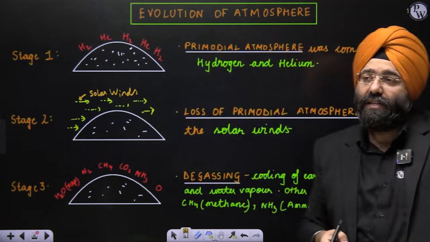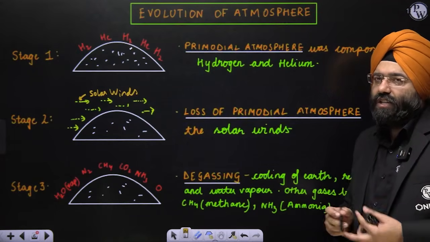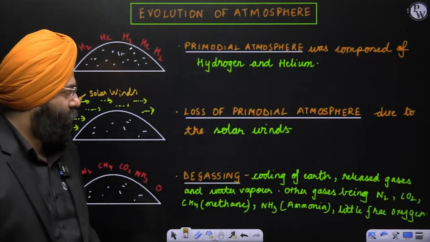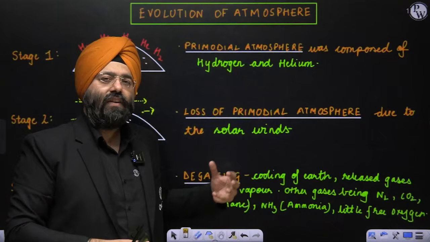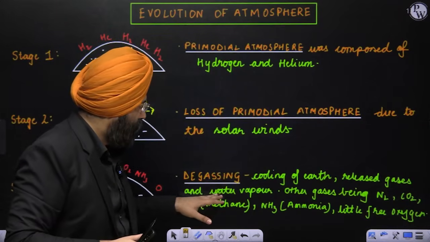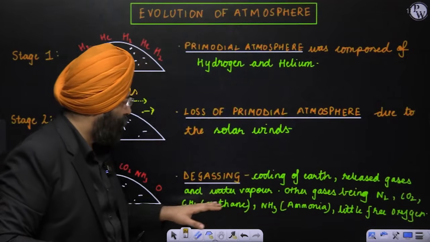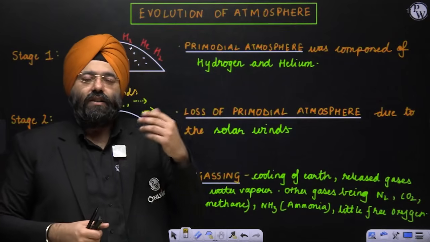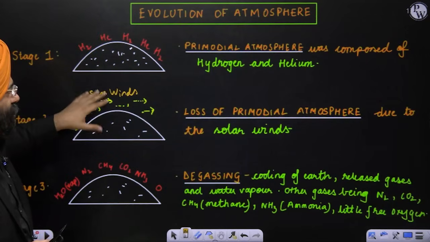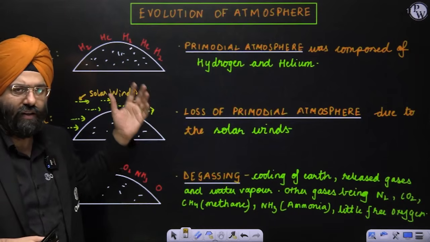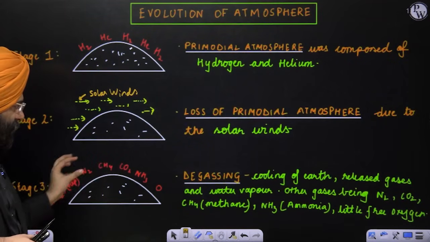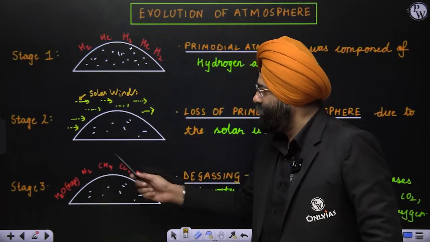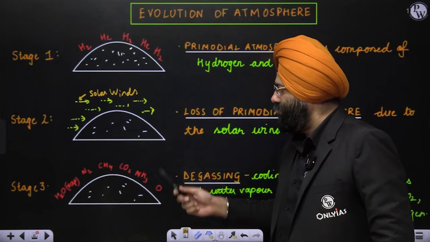Now, the next stage that happens is degassing. Initially, let us assume that the Earth was a hot bowl. Slowly it started cooling. When it started cooling, a lot of gases were released from the interior, like water vapor, nitrogen, carbon dioxide, methane, ammonia, and a little bit of free oxygen. When these gases were released, they replaced the initial primordial atmosphere of hydrogen and helium, which was basically gone away with the winds. So now these things came up, and these added to the atmosphere initially.